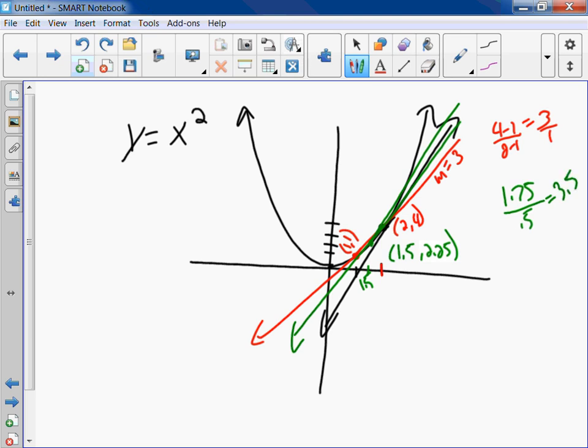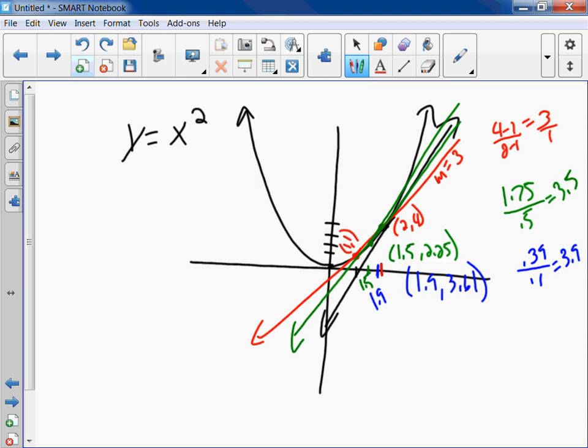Now let's get closer to 2. How close you want to get? Let's do pretty close. Let's do like 0.1 away. Let's do like 1.9. Now, first of all, what's 1.9 squared? 3.61. So that's the point 1.9, 3.61. Now I need to find the slope between 2, 4, and this number. So what is 4 minus 3.61? 0.39 divided by 0.1, which is 3.9.